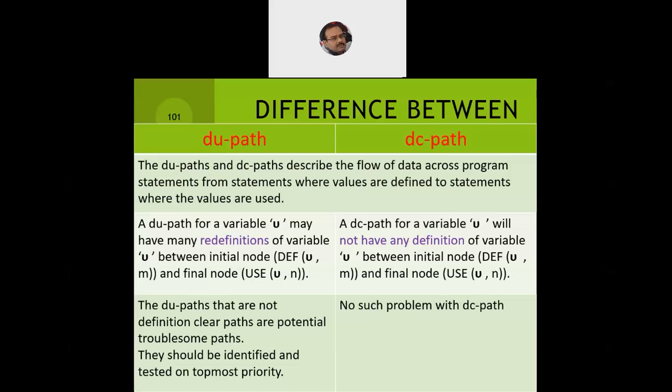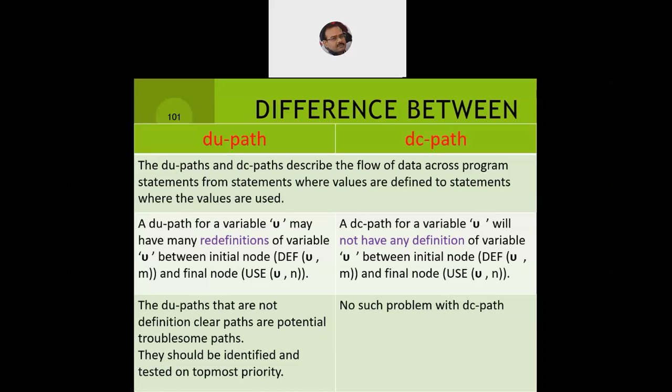Now, since DU talks of the usage, we are more focused upon the usage. So we can write the DU path multiple times, because the variable is being reinitialized or redefined multiple number of times within a single program, or the variable has been used multiple number of times within a single program. So we say a DU path for the variable v may have many redefinitions of a variable. Many times the variable has been used within a single program between the initial node and the final node. So def v comma n, and the final node use v comma n. So definition to usage.